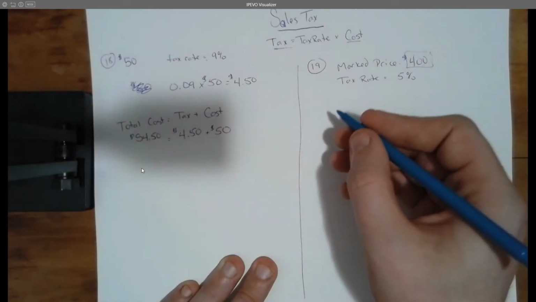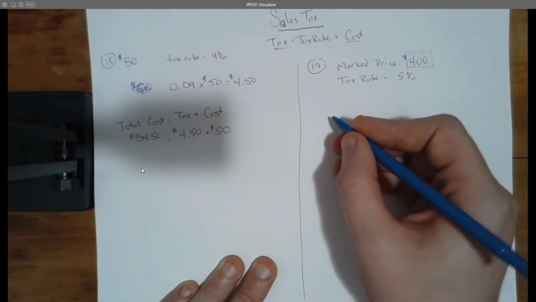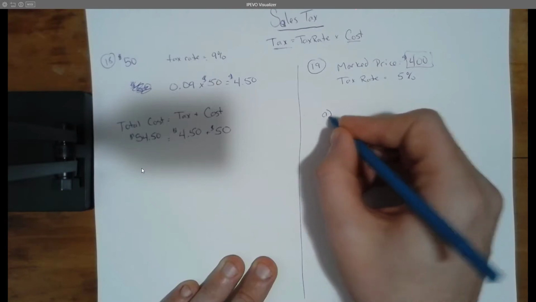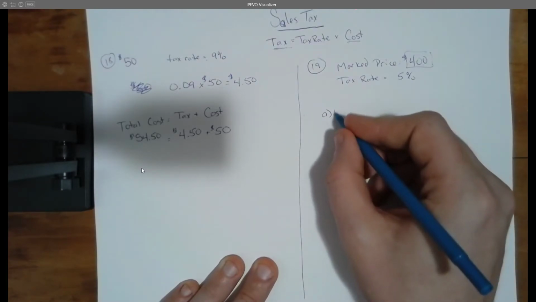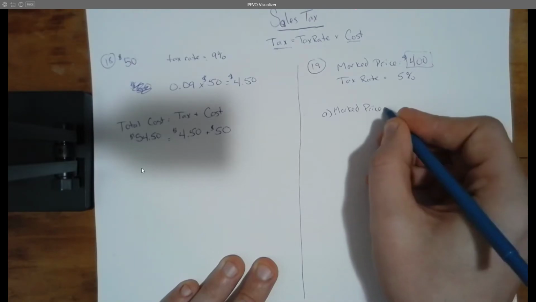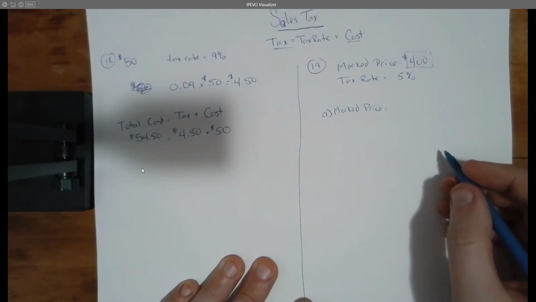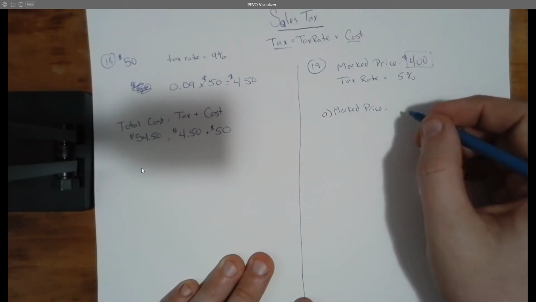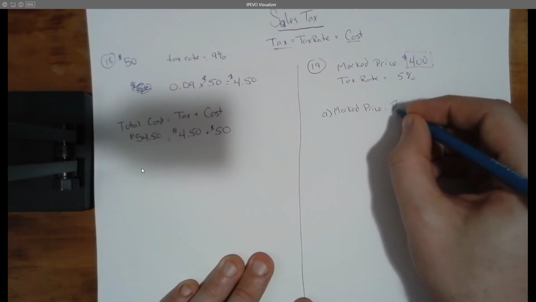Well, in order to figure out the values here, I'll say this is part A. We want to figure out, we have the marked price, and we know that the marked price is going to be equal to the price before the sales tax plus the sales tax.